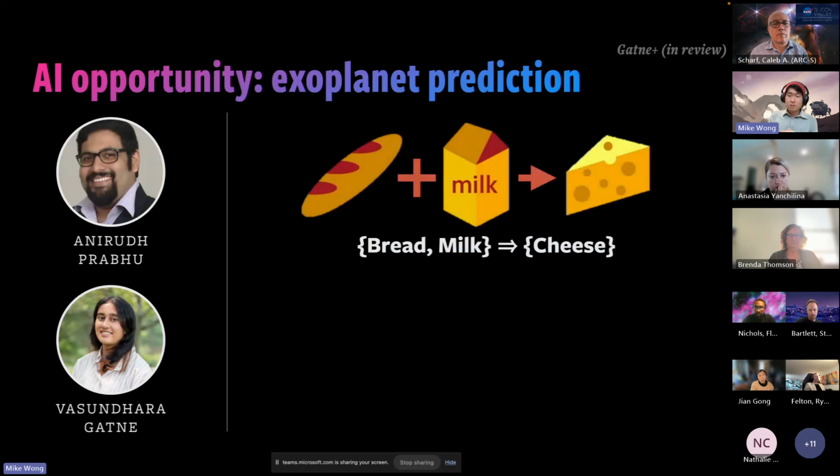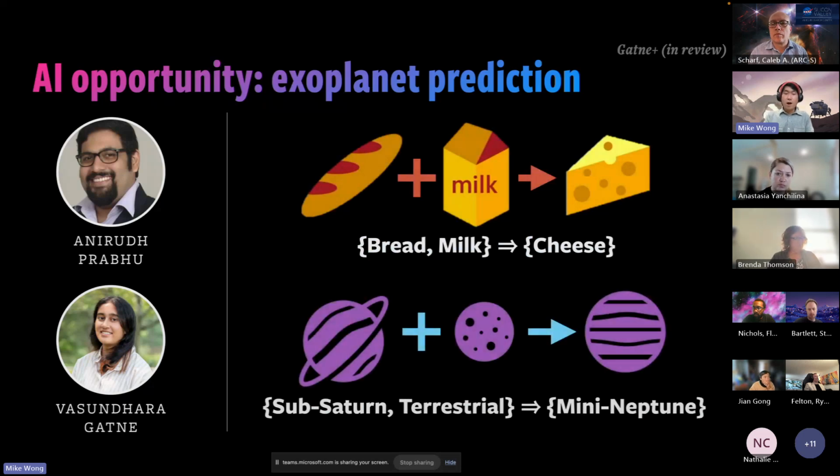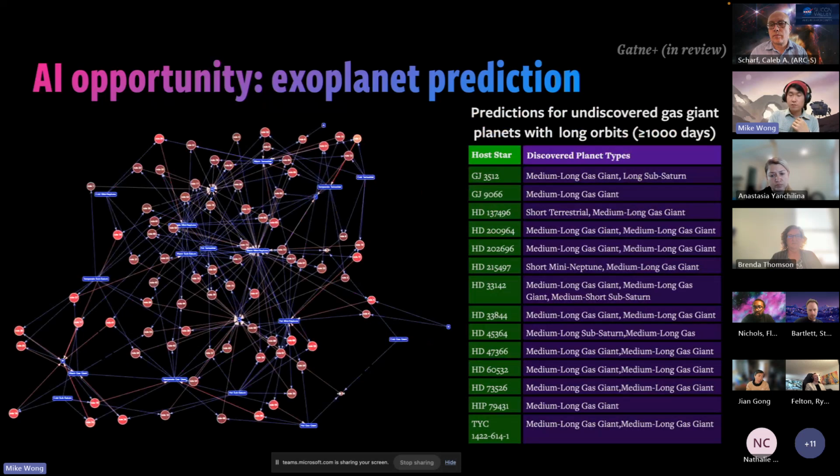Association analysis basically deciphers rules that govern the behavior of co-occurrences of items. So if you go to a grocery store and you buy milk and bread, you may be very likely to also pick up some cheese. Except here, our items of interest are not consumer products, but rather exoplanet types. So a rule about exoplanet co-occurrence might go like this. If you have a sub-Saturn and a terrestrial planet in your system, you might also be likely to find a mini Neptune.